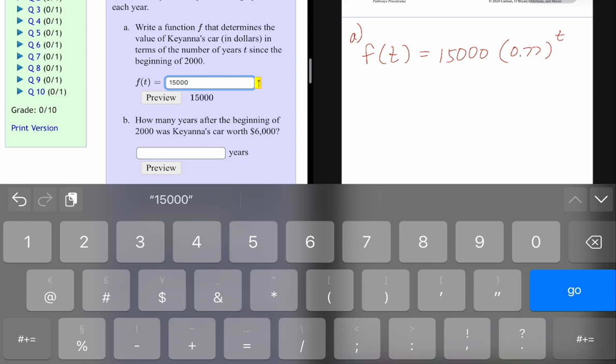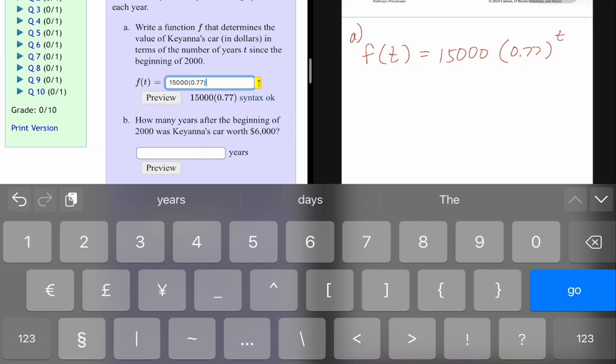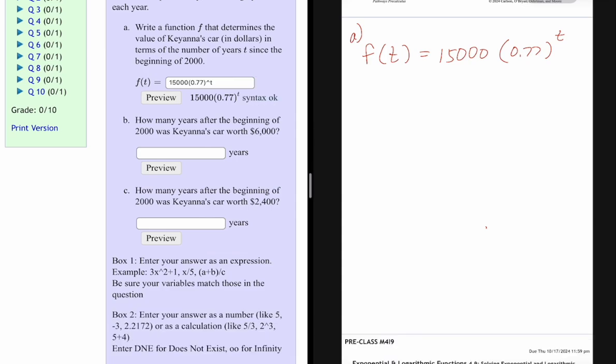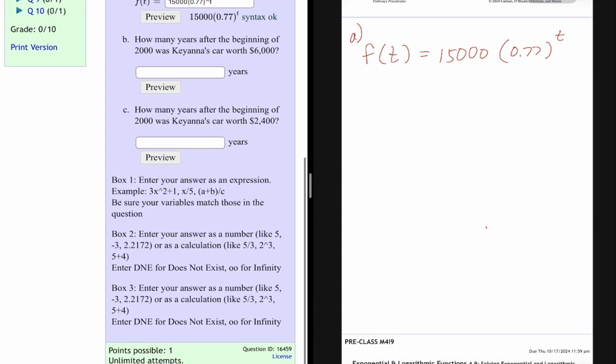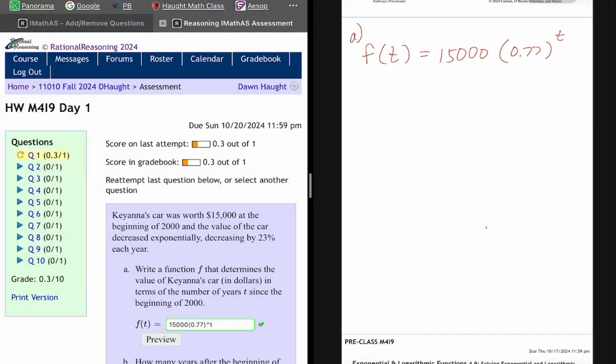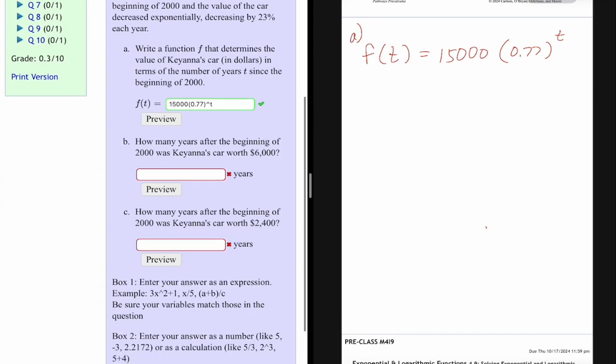15,000 times 0.77 to a power of t. Okay, so that's my function. Now I'm going to check it just to make sure that that's what they wanted so that I don't move on with something that's not correct. Okay, so that's what they wanted. It says, after how many years will the car be worth 6,000? So we're going to replace the f of t with 6,000.